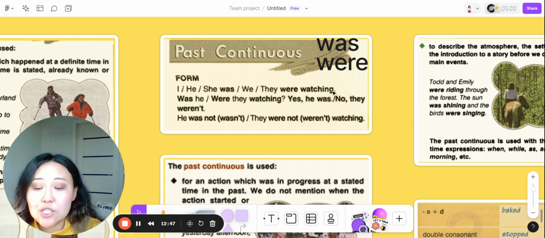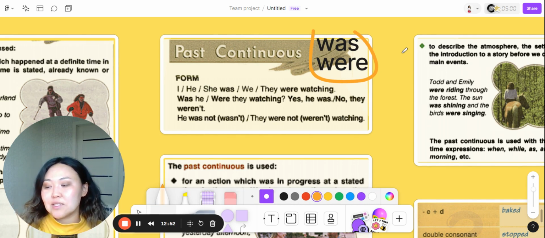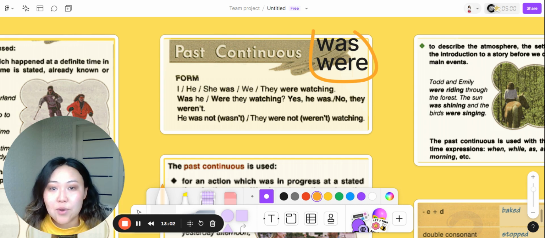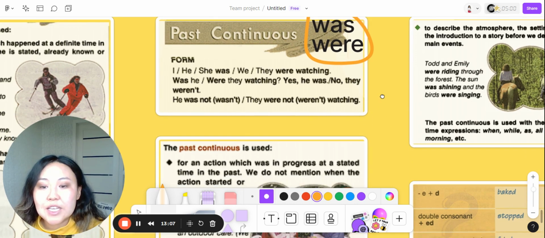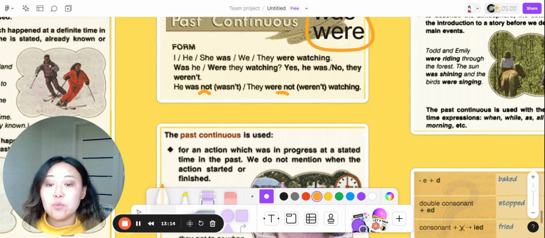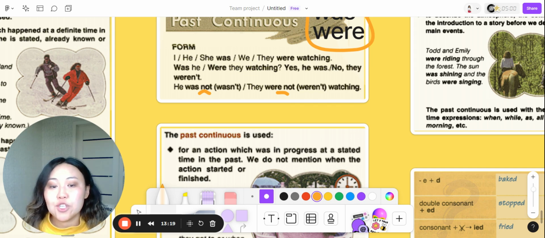Next, if we ask questions, we know that our auxiliary verbs was, were will stand before the subject. Was he watching the film? Yes, he was, or no, he wasn't. Were they watching the film? Yes, they were, or no, they weren't, when it comes to short answers. When it comes to negative sentences, we use not after our auxiliary verb, and there are some examples like he wasn't watching, or he was not watching, they were not watching, or contracted form, they weren't watching.